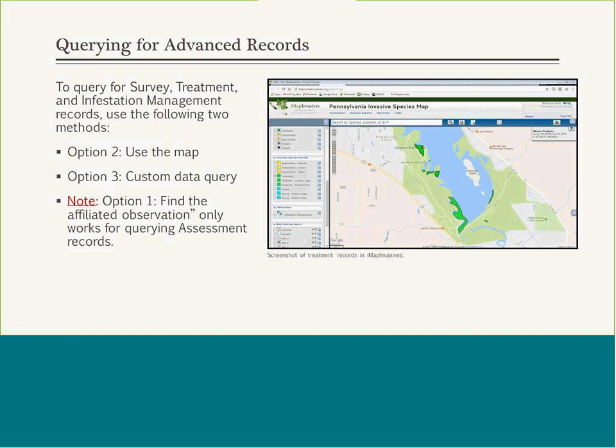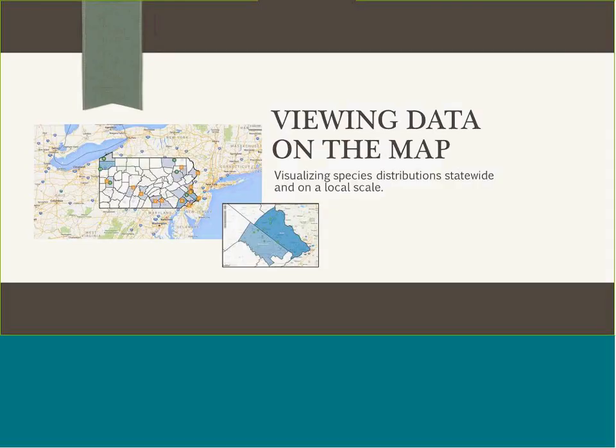And the reason for that is we can't use the affiliated observation option because it only works for assessments. Those assessments and observations are tied kind of one-to-one together. So the surveys, treatments, and infestation management aren't directly tied to observations like the assessments are. That's why we can only query these other 2 ways. Okay, so that's kind of how you do data querying.